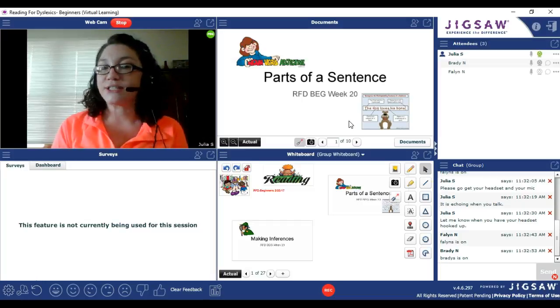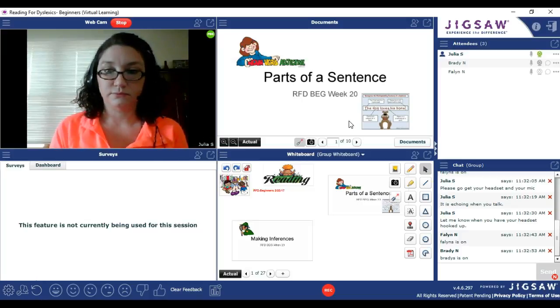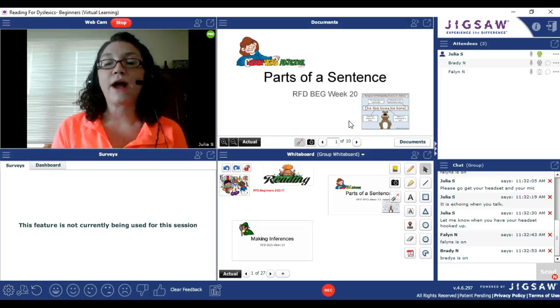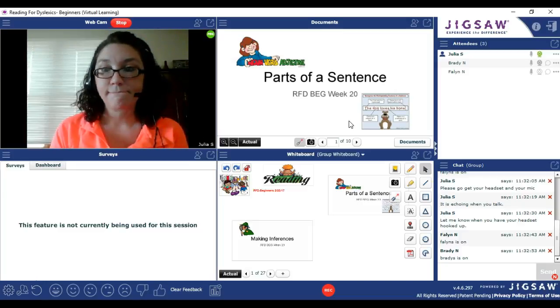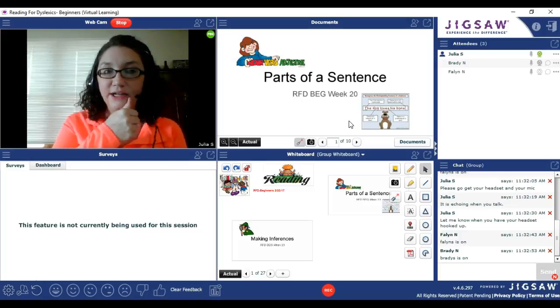What is an adjective? Do you remember what an adjective is? It describes a noun. Very good. It gives us more information about a noun. And how about an adverb? What does the adverb do? It adds to the verb. Very good. It adds to the verb.